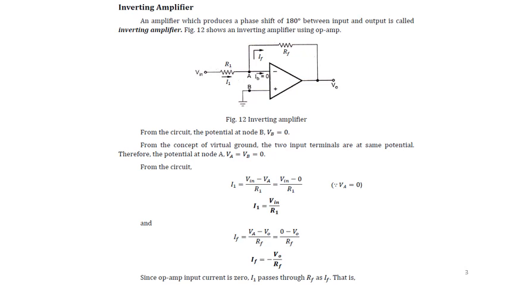Similarly, the feedback current IF is equal to VA minus V0 divided by RF. The potential at the inverting terminal and the potential at the output, that is VA minus V0, divided by that resistance, that is RF. So VA is 0, so 0 minus V0 divided by RF. So therefore I'll get IF is equal to minus V0 divided by RF.